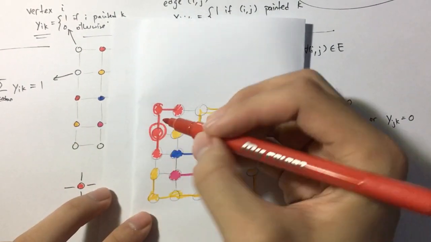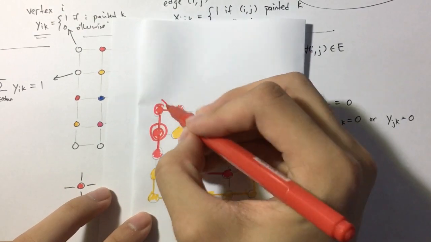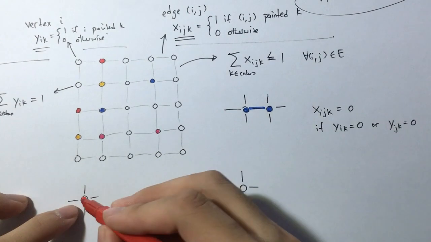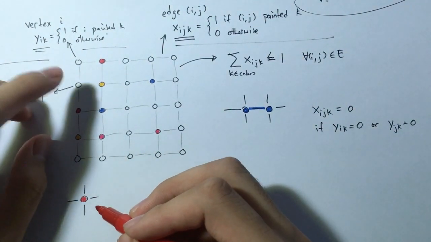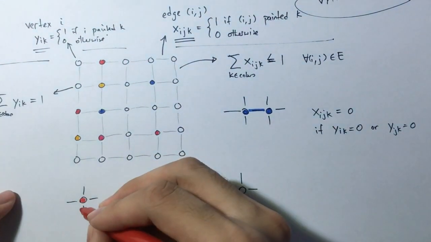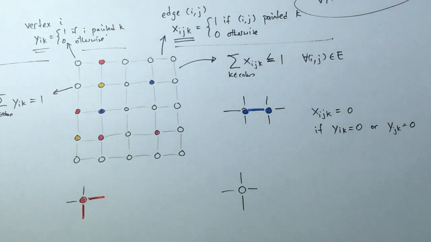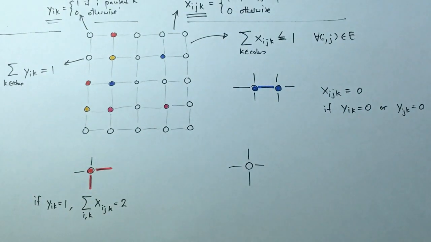And for this one, there are two red edges going away from it, and this one also has two red edges going away from it. And so if we have a vertex which we know is going to be of a certain color, there must be two edges of that color leaving it. And again, that can be written out as a linear constraint. If you want to write it as a constraint, it might look something like this.